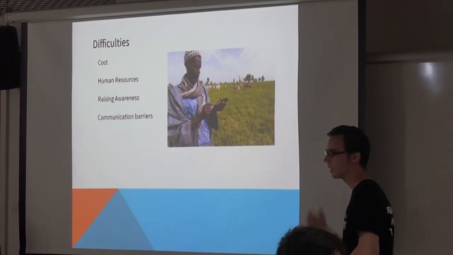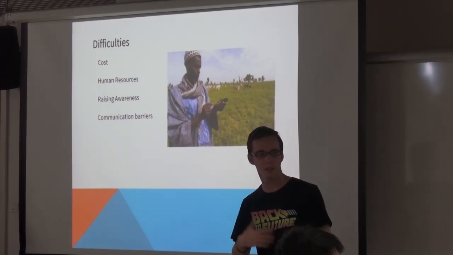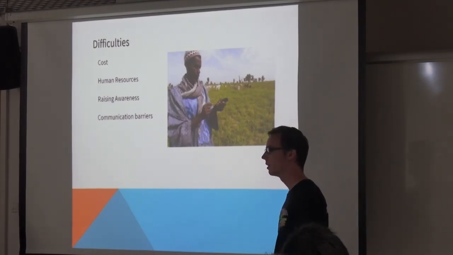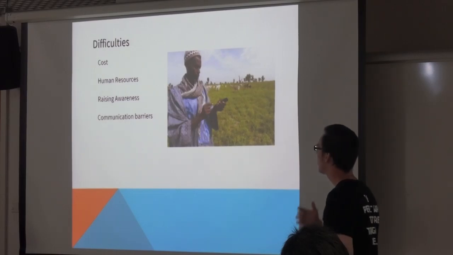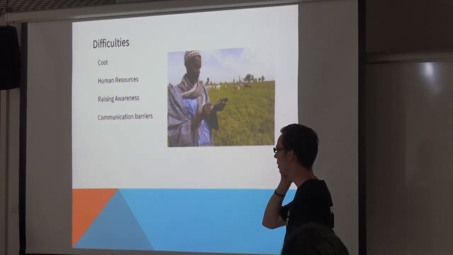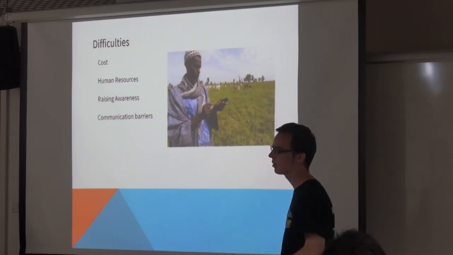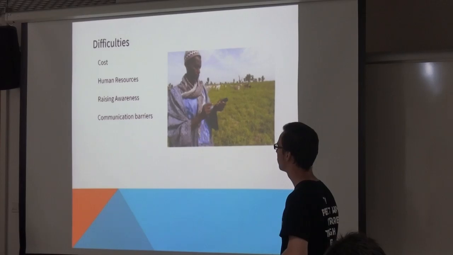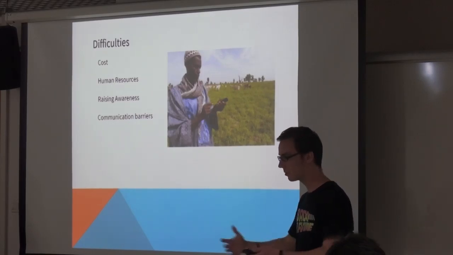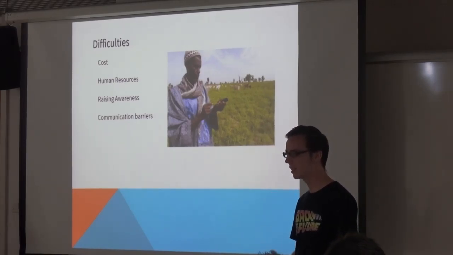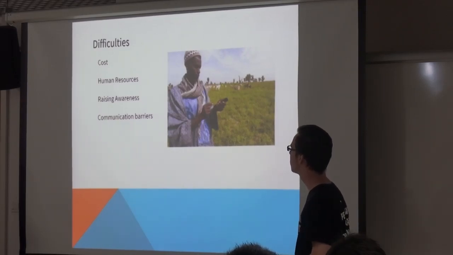Yeah, so there are difficulties in that, right? A lot of the time it takes money, and it's quite expensive to build infrastructure for internet, and computers, obviously, take money to make. So some important ways to overcome this are raising awareness, having human resources, so getting people to invest in your project, and overcoming communication barriers. For example, if you're in Bangladesh and you want to help a school by supplying them computers, you need to be able to speak the language and work with the officials of the school to actually help them out. So those are important.